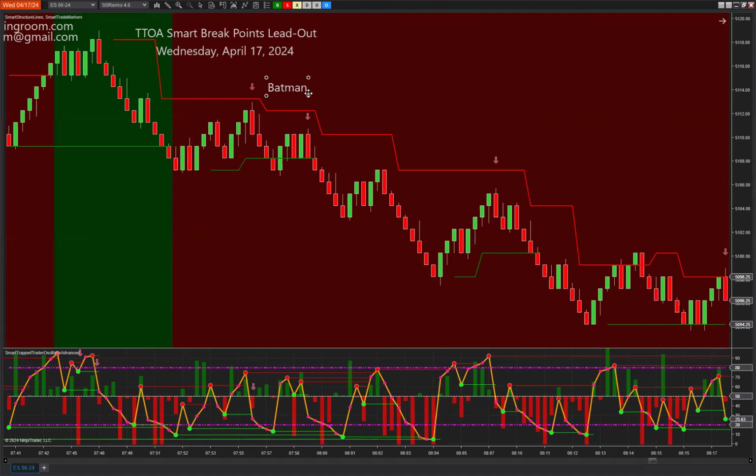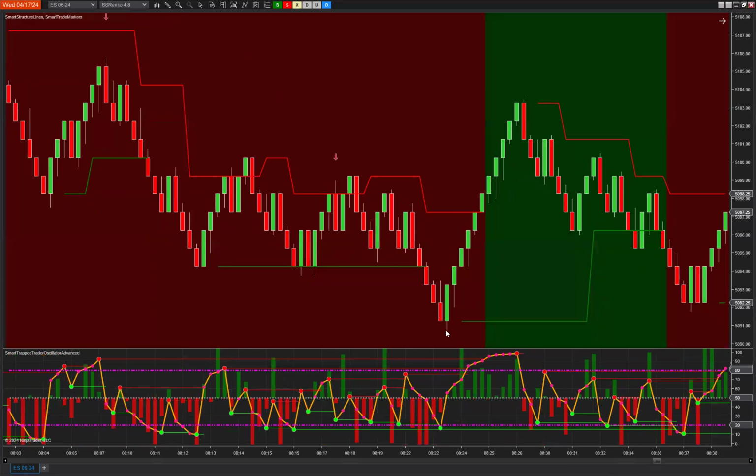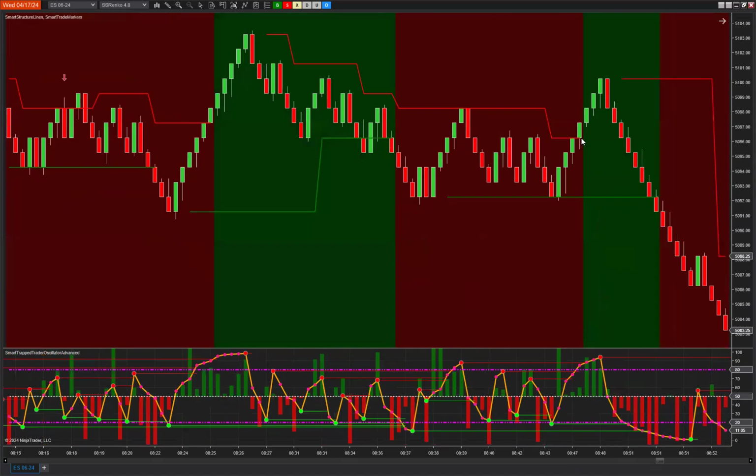So this was the Batman. This is a pivot retag on color. I've actually got this labeled later. This is a Santa Claus. We call it a Santa Claus because it breaks through red and green at the same time. That's Rob's favorite entry, by the way. Breaking through red and green at the same time, right? Pretty good idea.